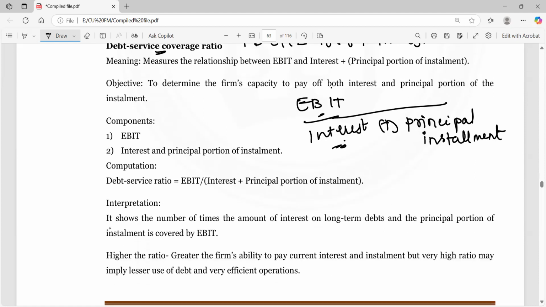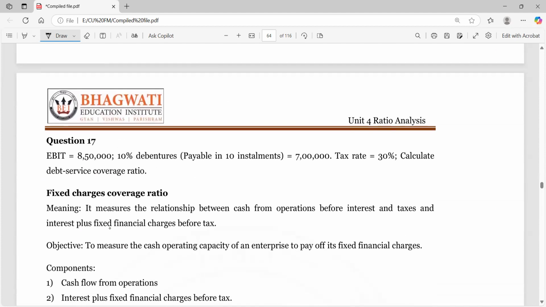That will be given in the question. How many installments? It will be given in the question. Now listen, look at question number 17. We will do the interpretation after solving it. Yeah, correct. Debenture is also borrowing.